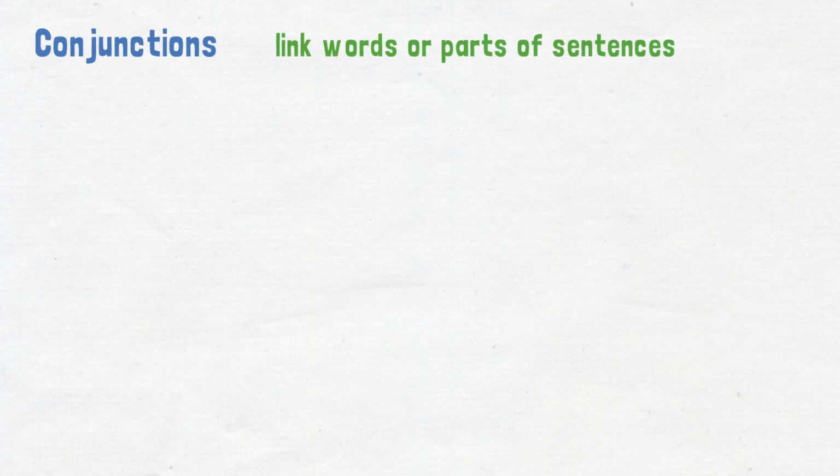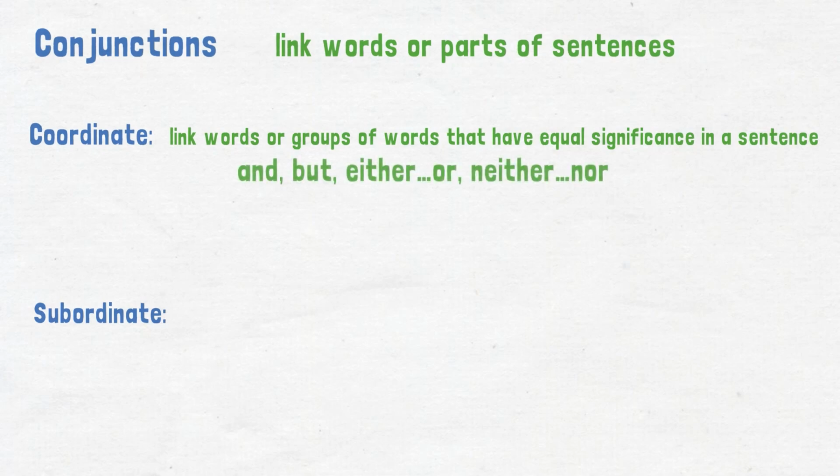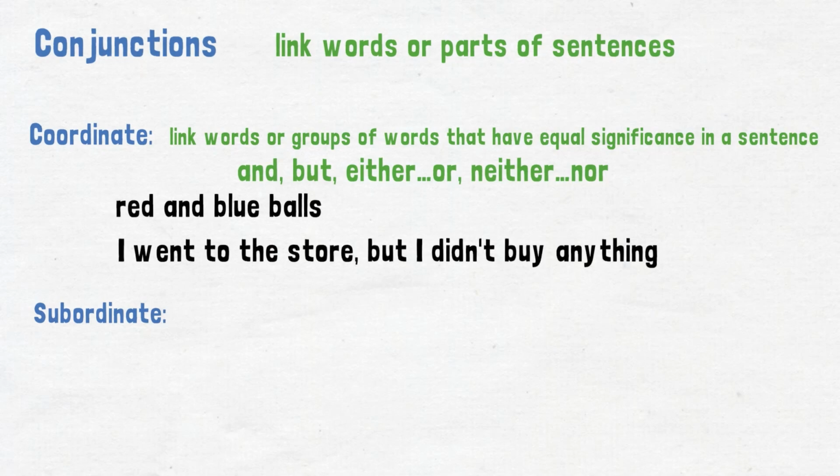Conjunctions. Conjunctions link words or parts of sentences. There are two types of conjunctions: coordinate and subordinate. The coordinate conjunctions link words or groups of words that have equal significance in a sentence. These conjunctions are and, but, either, or, neither, nor. For example, red and blue balls, or, I went to the store, but I didn't buy anything.